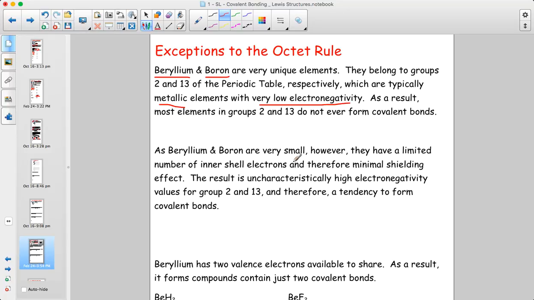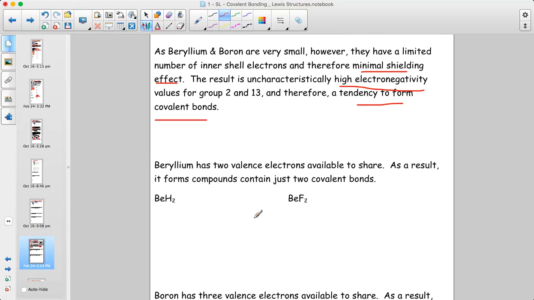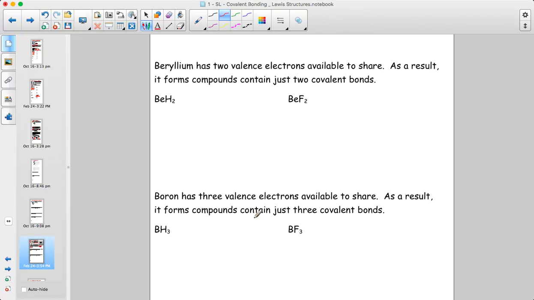But because beryllium and boron are super small, they're in row 2 of the periodic table, they have very little shielding effect, which means they have very high electronegativity values for their families of elements. And so they, unlike the other elements in their columns, tend to form covalent bonds because of those high electronegativity values. So that's why they end up being the exception. There aren't many things that have only 2 valence electrons or 3 valence electrons that actually do covalently bond, and that's why these are the ones that show strange structures.